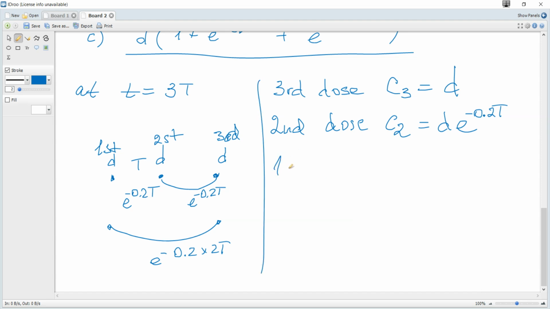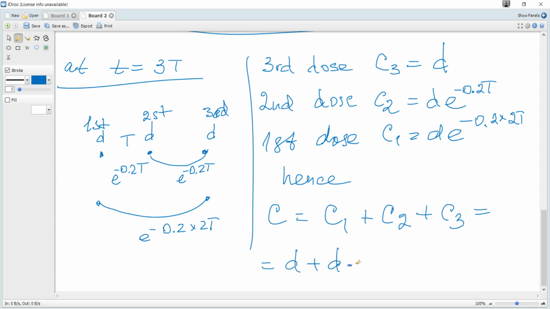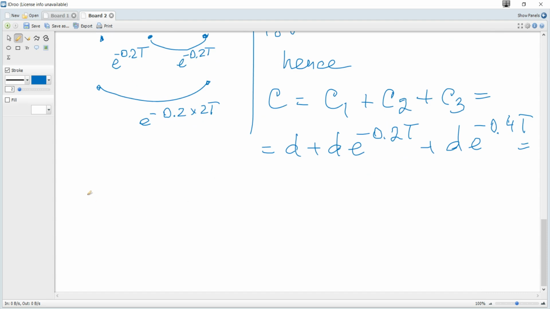And the first dose C1 is D e to the negative 0.2 times 2T. Hence, the concentration remaining in total is the sum, and it's just D plus D e to the negative 0.2T plus D e to the negative 0.4T, and just factor out D to get the required result.